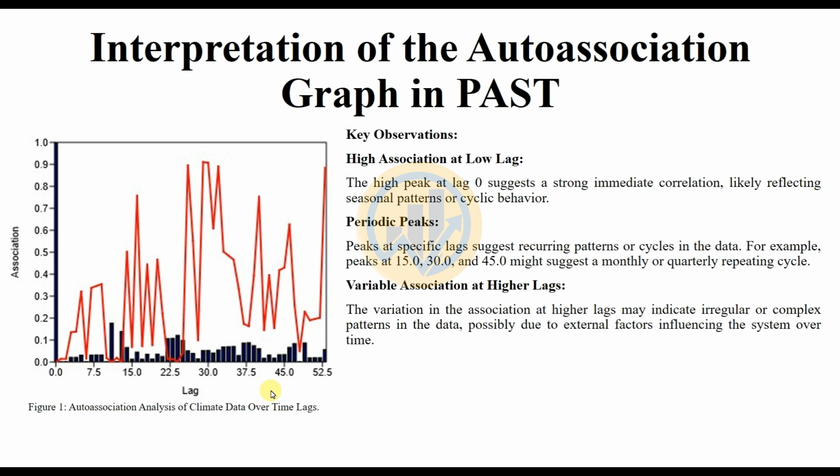Next, variable association at the higher lags. The variation in association at higher lags may indicate irregular or complex patterns in the data, possibly due to external factors influencing the system over time.